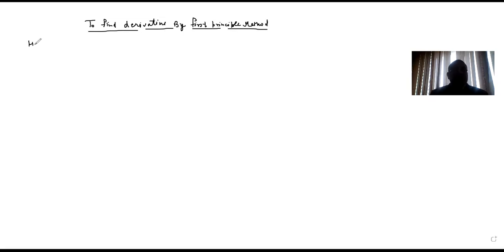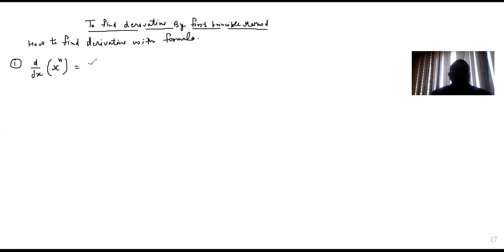How to find derivative with the help of formula? अब देखिए, what is the first result? The first result is derivative of variable to the power constant. Here x is a variable, n is a constant. Derivative of variable to the power constant.